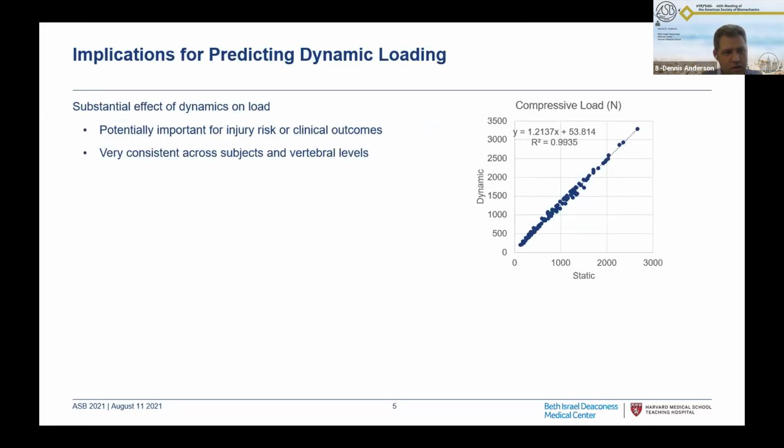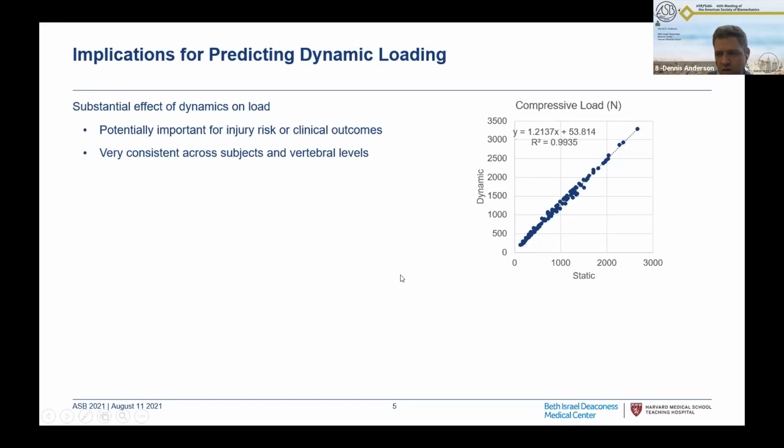So not surprisingly, the results demonstrate a substantial effect of dynamics on the spine loading. And this increase of 20+% would certainly be meaningful for some studies in the context of injury risk or other clinical biomechanics outcomes. What was a little surprising was the consistency of this effect across the subjects and vertebral levels. You can see here the correlation that we saw for the compressive loading, and it's just a very straight line.